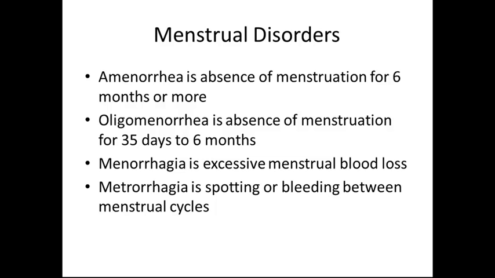Some menstrual disorders are amenorrhea, which is the absence of menstruation for more than 6 months. Oligomenorrhea is the absence of menstruation for 35 days to 6 months. This is typically our patients who have a menstrual cycle every 2 to 3 months. Menorrhagia is excessive menstrual blood loss, and metrorrhagia is spotting or bleeding between menstrual cycles.